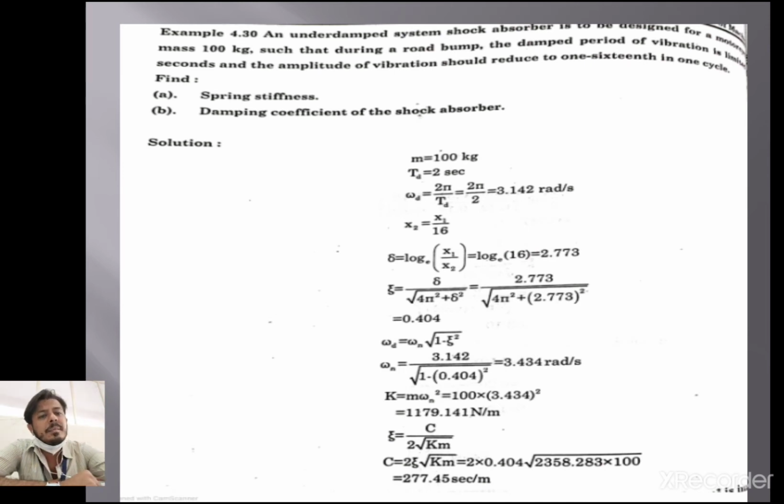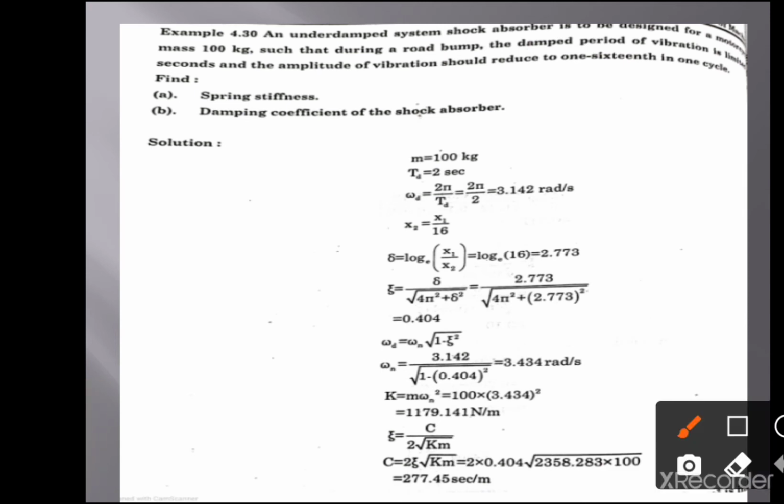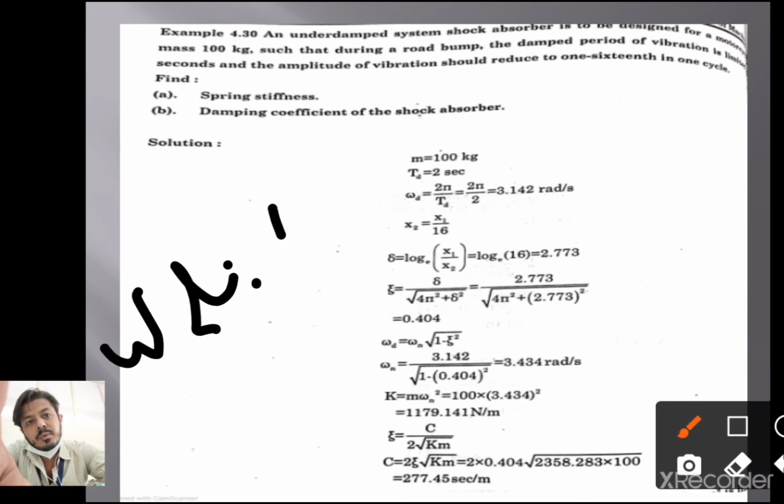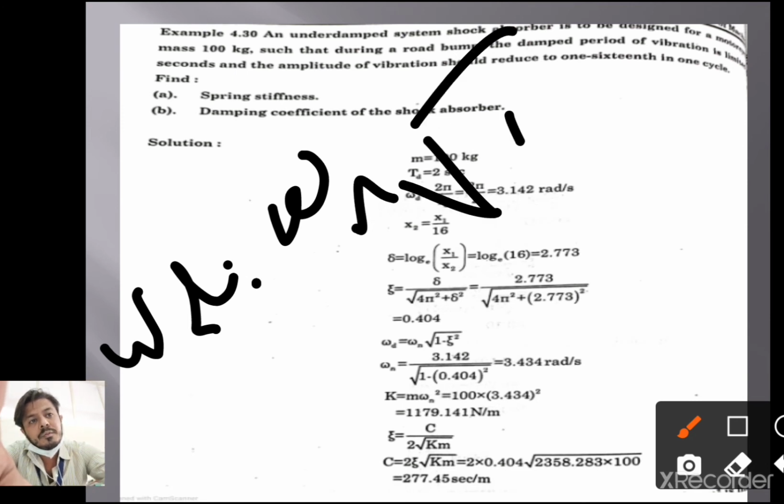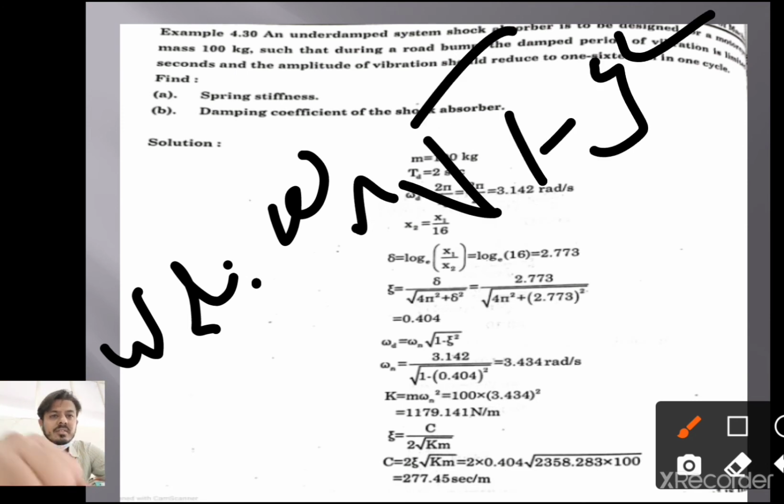Okay, so in the same way, by using the relationship between zeta, the damping factor, and delta, the logarithmic decrement, we can find out the value of zeta here. Okay, now there is one more important equation. It is omega d is equal to omega n under root of 1 minus zeta square. I am writing it for you. This is the equation. It is the relationship between damped frequency versus natural frequency.